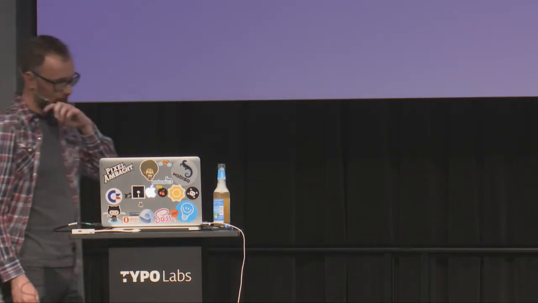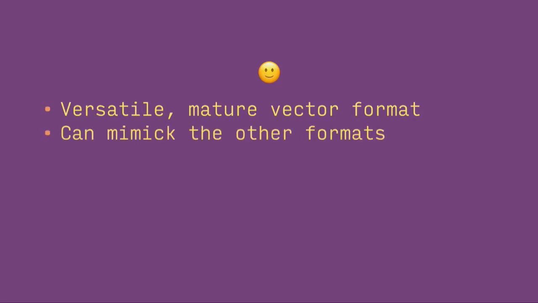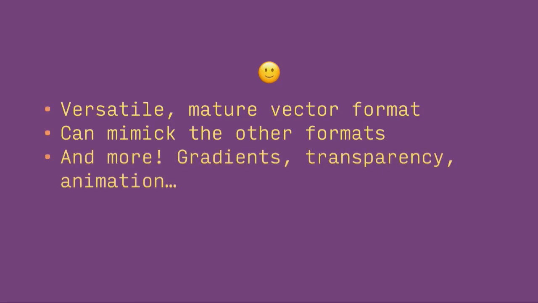So, SVG is a versatile, mature vector format that's been around for a long time, and it can mimic the other font formats, because you can stick PNG images inside an SVG, and you can more or less simulate SBIX and CBDT, CBLC with that. But it can do more. It can do gradients, transparency, and animation, that holy grail of typography.